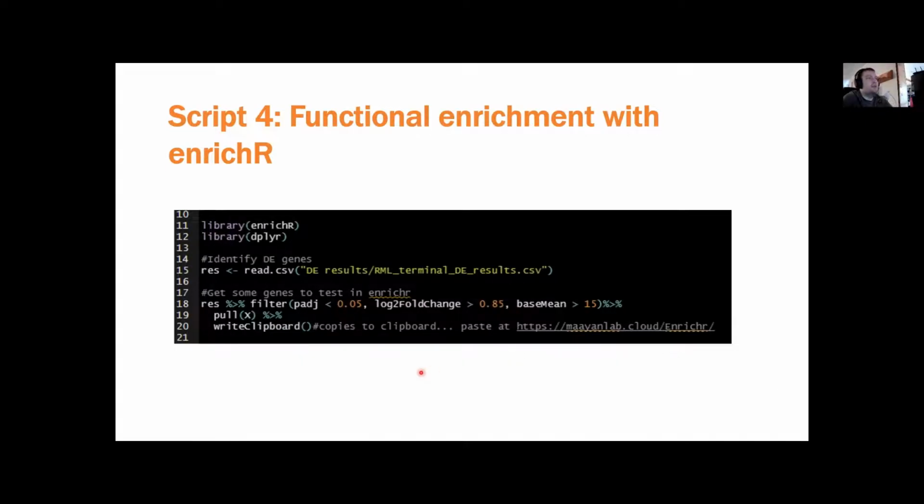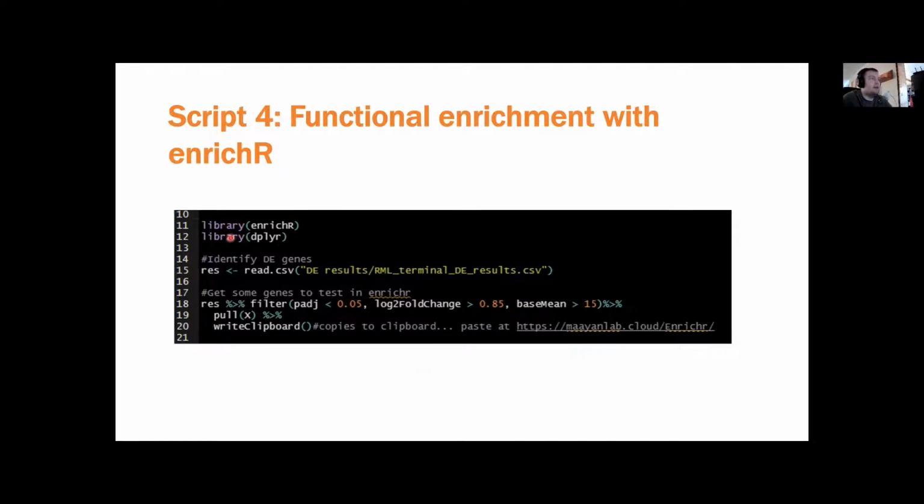So now that we've done our differential expression analysis, the next step we'll go over is functional enrichment with enrichR. This is just a way of trying to find pathways or groups of genes that are enriched with your differentially expressed genes, and it's just an easy way of trying to interpret your data. There's different databases out there that you can use for functional enrichment analysis. I'll be going over enrichR because that's the one I prefer to use.